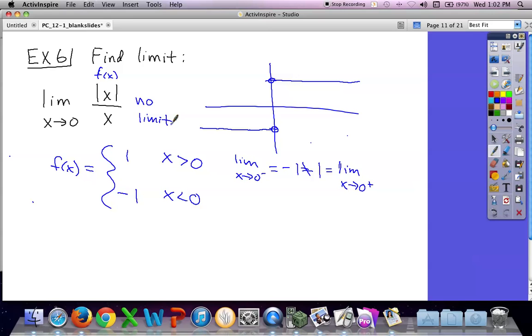Now, what if this problem was a little bit different? What if this problem said, find the limit as x approaches 2 of f of x of this? When x equals 2, what would be the limit of the function?